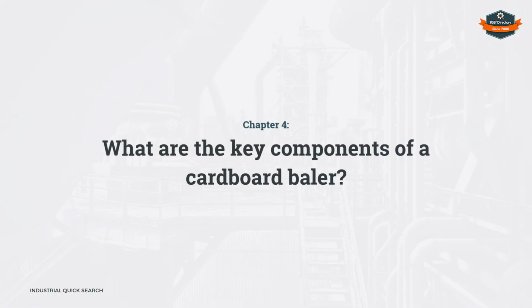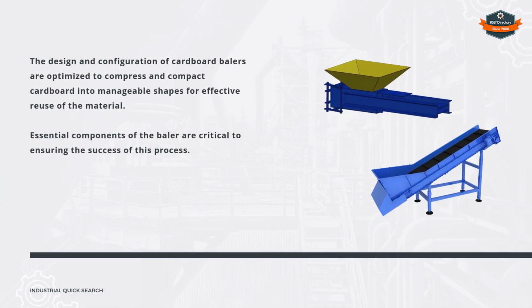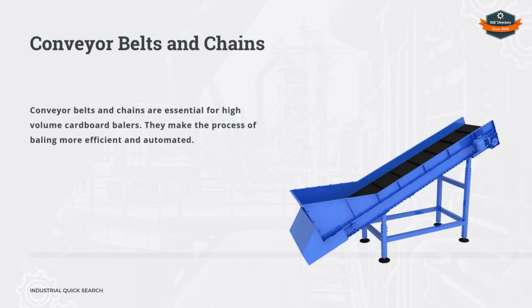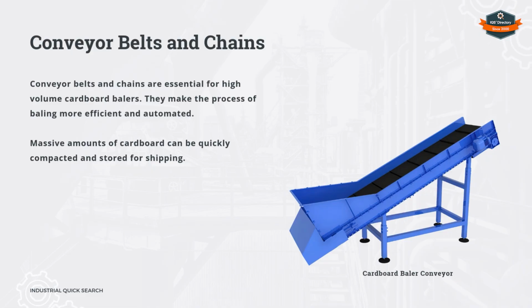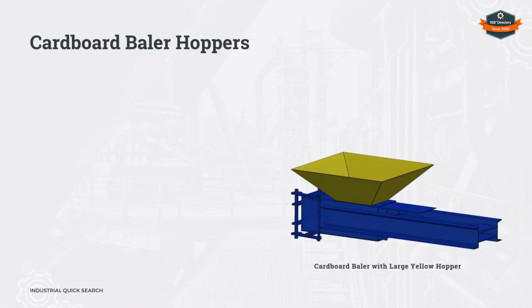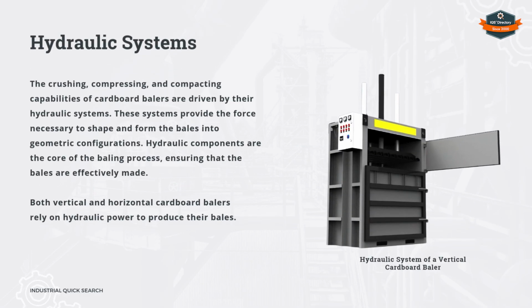Chapter 4. What are the key components of a cardboard baler? Conveyor belts and chains. Cardboard baler hoppers. Hydraulic systems.